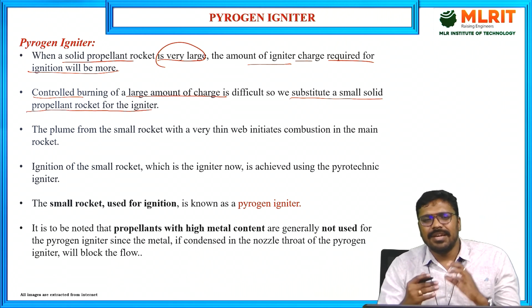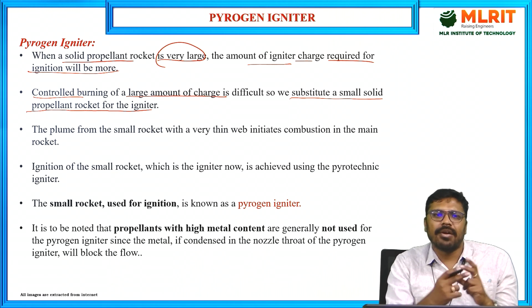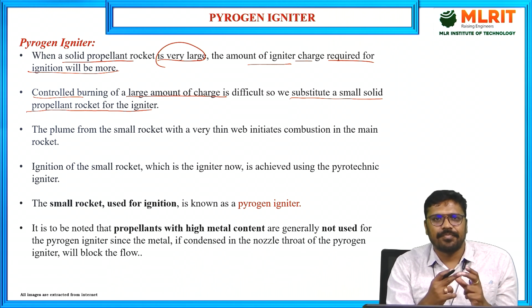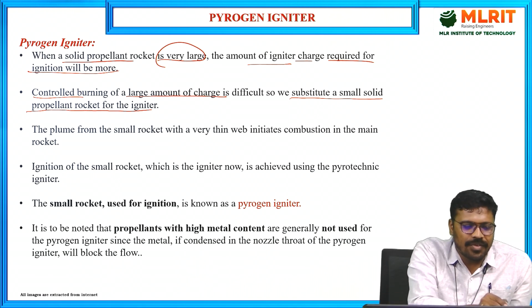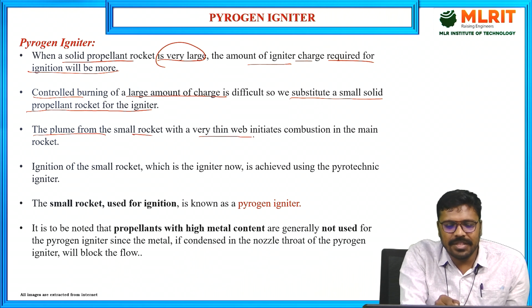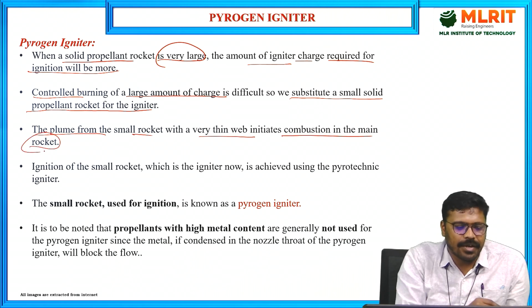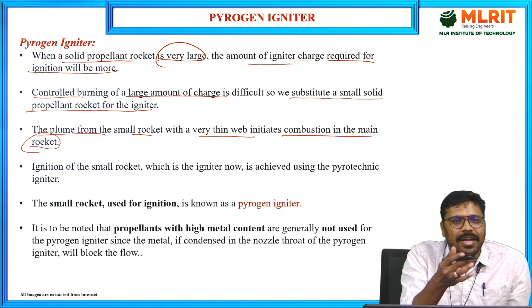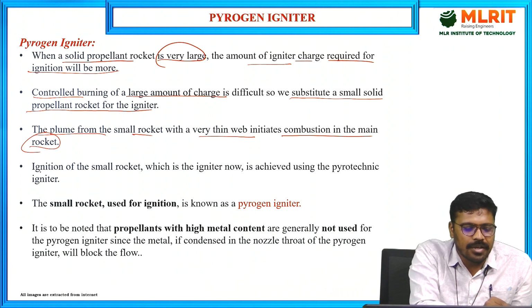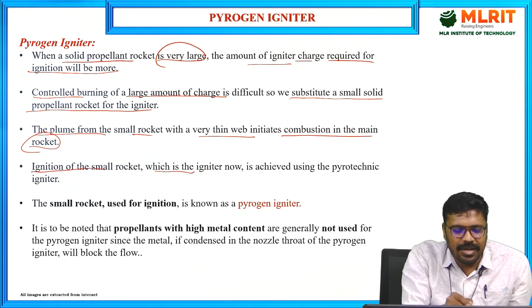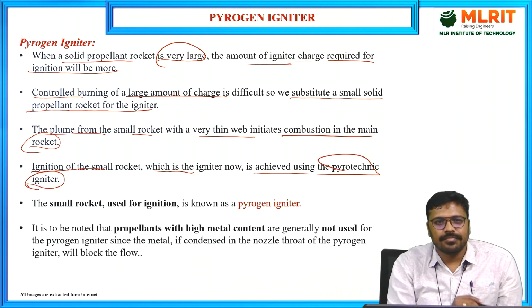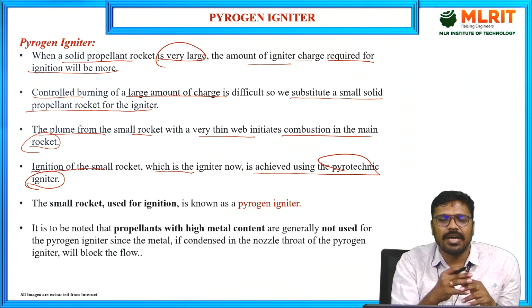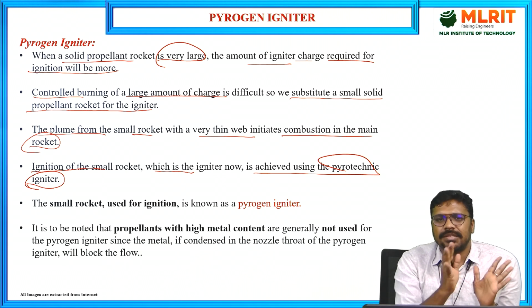So we substitute a small solid rocket for the igniter. In the place of the igniter for a large rocket, we place a small solid rocket motor. The plume from the small rocket initiates the combustion of the main rocket. Even in the small rocket, we place a pyrotechnic igniter. So ignition of the small rocket, which is the igniter now, is achieved by using a pyrotechnic igniter. So a pyrotechnic igniter is mandatory for a solid rocket motor.